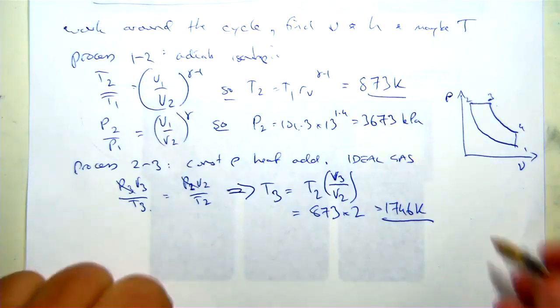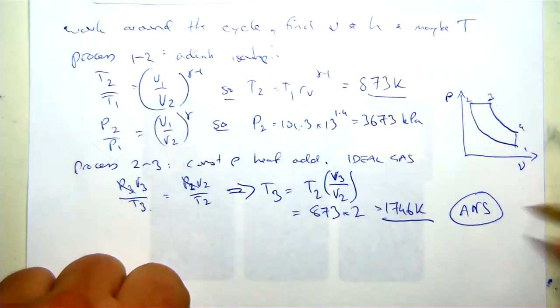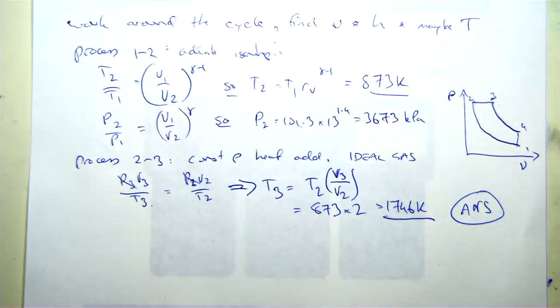Now that's one of my answers. I was asked for what's the temperature at the hottest point in the cycle, and so the answer there is T3 is 1746 Kelvin, which is around about the temperature of a decent flame. That's good. That means we're on track.